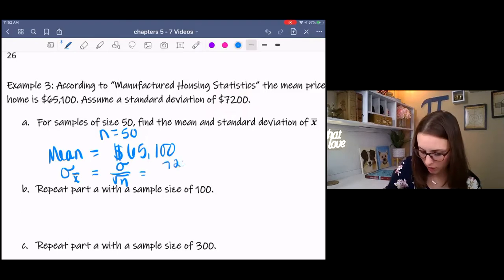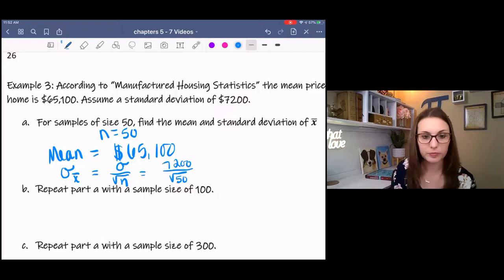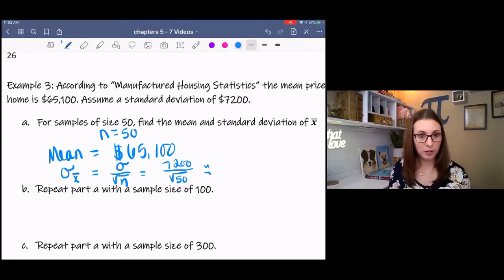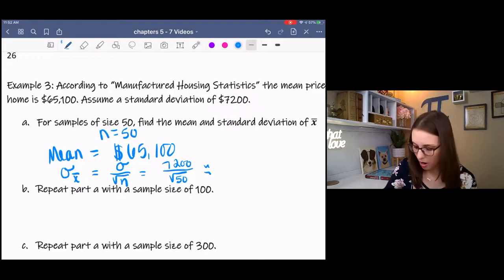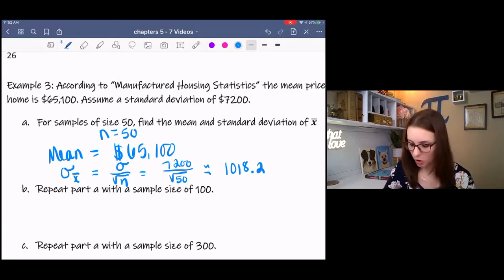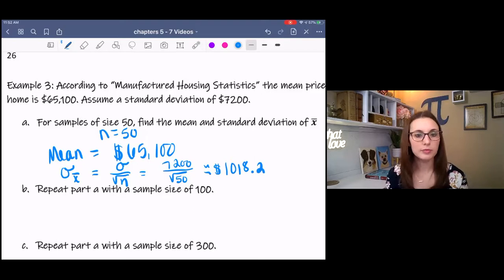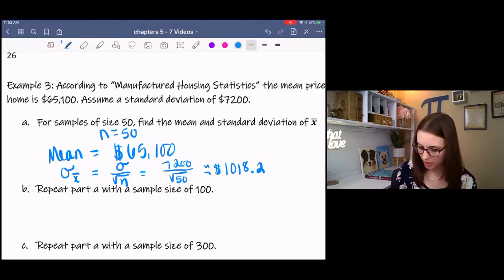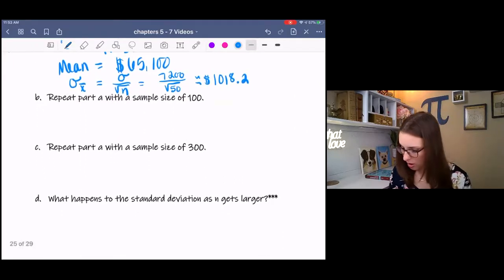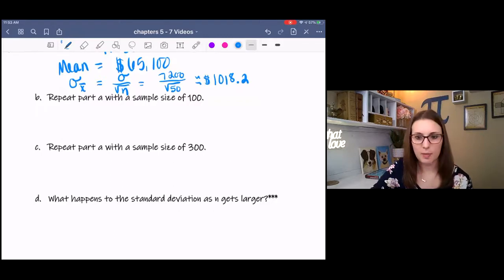So we know the population standard deviation, and we know n, and then we'll just type that in our calculator. 7,200 divided by square root 50 is about $1,018.20. So for samples of size 50, our mean is going to be the same as the population mean, and our standard deviation is going to be $1,018.20. Okay, go ahead and try the same thing for parts B and C, and then come back.